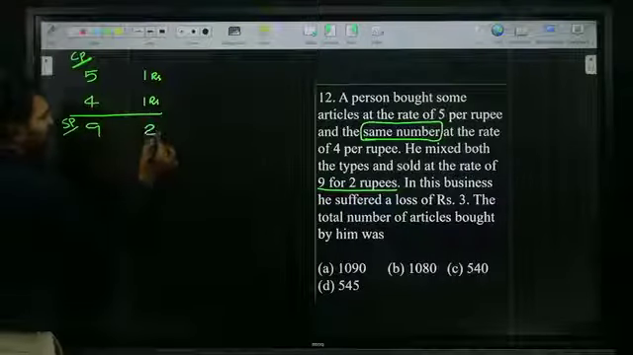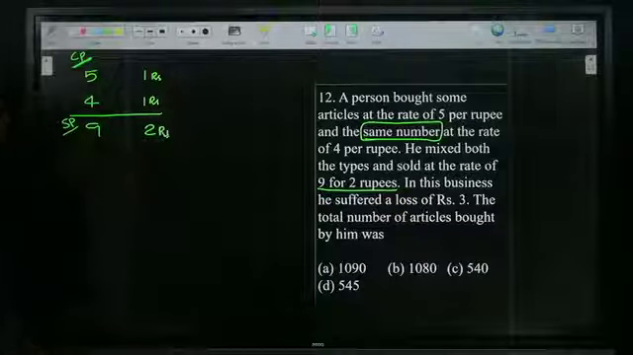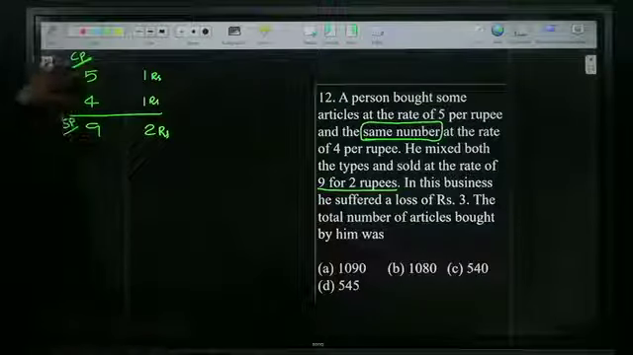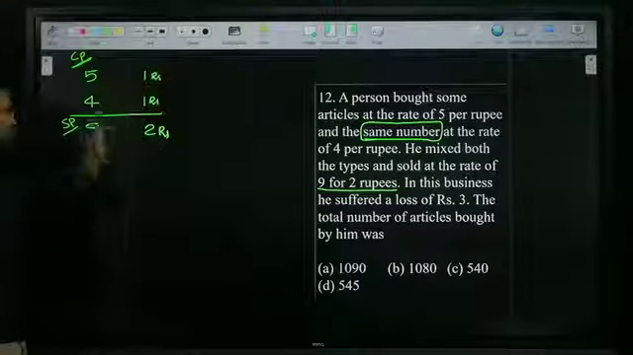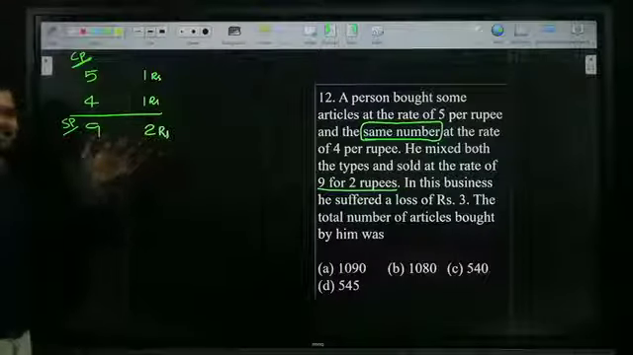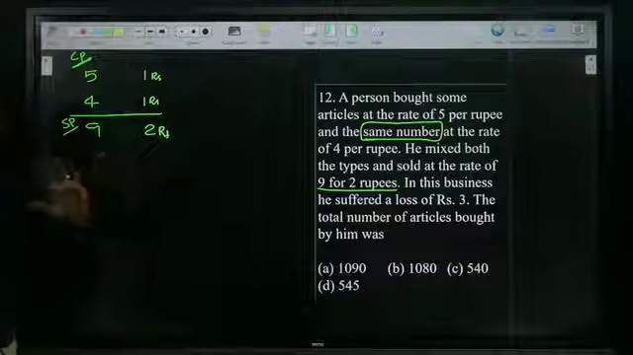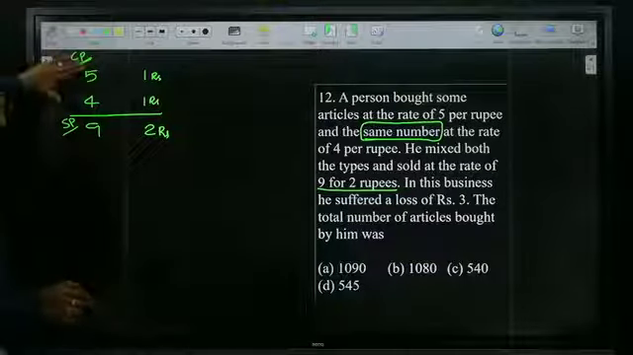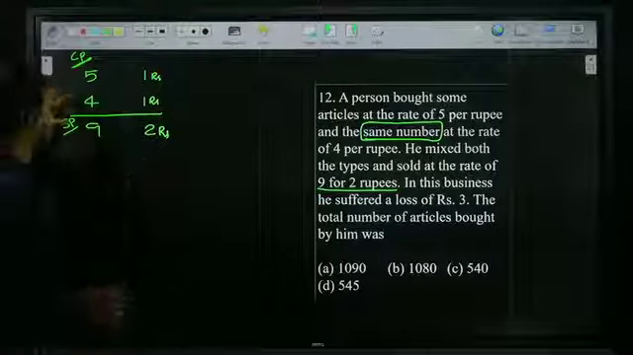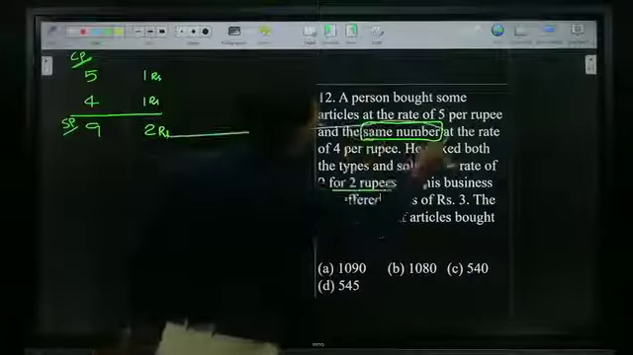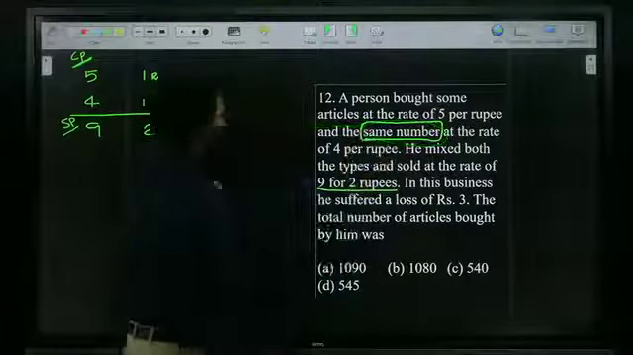Generally, students are thinking 5, 4, total 9, and 9 for 2 rupees. Therefore, the answer is no profit, no loss. That is wrong. Here, in one market they purchased 5, in another market they purchased 4. This is not the same, but they are asking for the same.